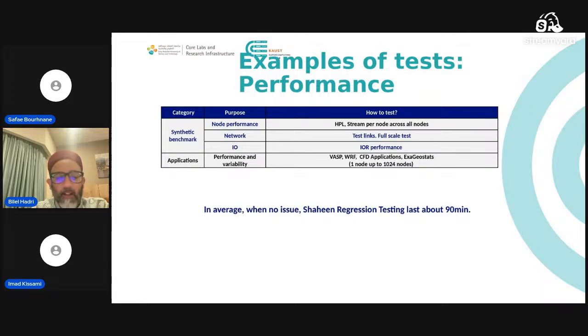Some of you are experts in CFD. You don't need to do the full iteration, thousands. No, tens of iterations to mimic the read and write are more than enough. For example, here I give an example: we run VASP, WRF, some CFD applications, and one of our benchmarks, ExaGeoStat, from one node up to 1,000. And in general, at KAUST, if we have no issue, regression testing when the machine is handed to us takes about 90 minutes.